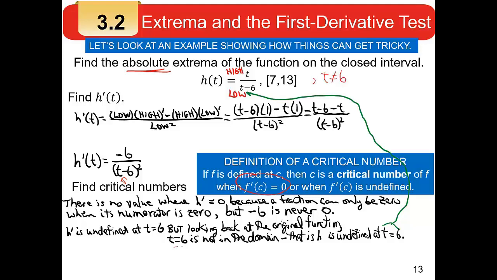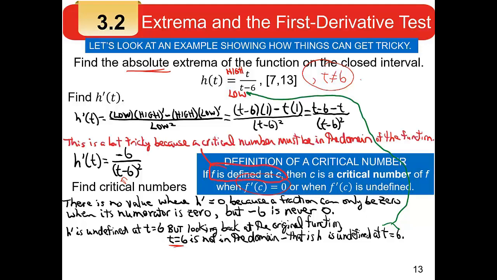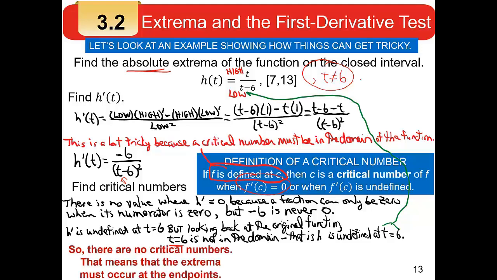So as soon as you see this 6 right here, you say, aha, that's not even in the domain of the function. So although it makes the derivative undefined, it's not a critical number because it's not in the domain of the function. It's just something you have to keep in mind as you're doing this, and you just have to always think about that. In any case, if you call it tricky or not tricky, it is something you have to consider every time you do a problem like this. So there aren't any critical numbers here.